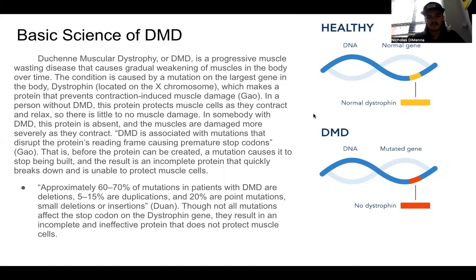The mutation occurs on the DMD gene, which produces dystrophin, a protein that protects muscles as they contract and relax. In a healthy person, that protein keeps the membrane from tearing. But in an affected person, where there is no dystrophin protein, those tears in the muscle membranes are going to happen.